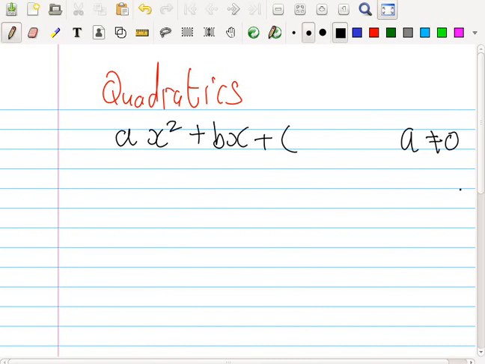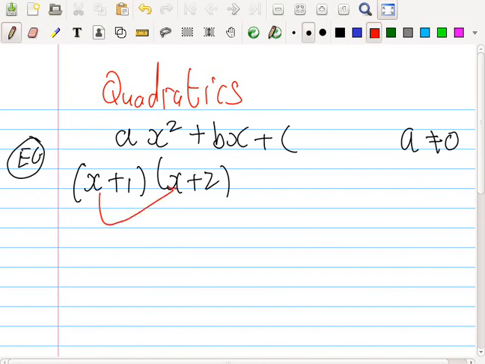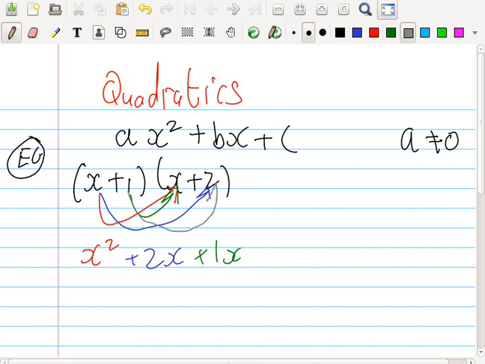Now, how do quadratics come about? Well, you've kind of seen already how they can come about. So for example, if you have x plus 1 times x plus 2, so x times x is x squared, x times 2 is 2x, 1 times x is 1x, or just x, and then 1 times 2 is 2. So you get x squared plus 3x plus 2.